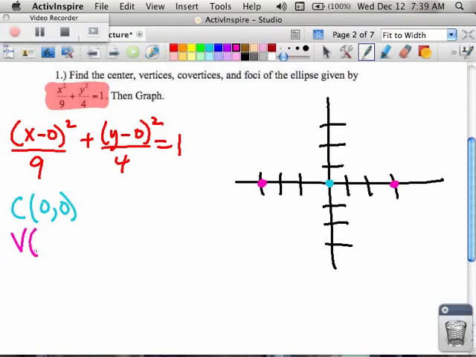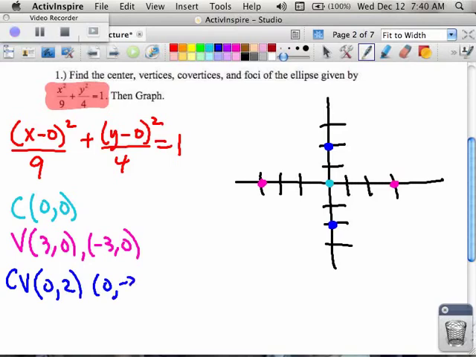If I write down those coordinates, I have (3, 0) and (negative 3, 0) for my vertices. I can also find my co-vertices, because the co-vertices are the shorter distance, along the minor axis, the shorter axis. Underneath the y parentheses, I see a 4. If I take the square root of 4, I get 2, which means from my center I'm going to go up and down 2 units. The coordinates of those points are (0, 2) and (0, negative 2). These are the coordinates of my co-vertices.